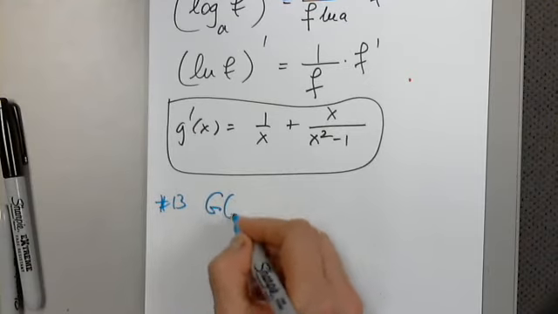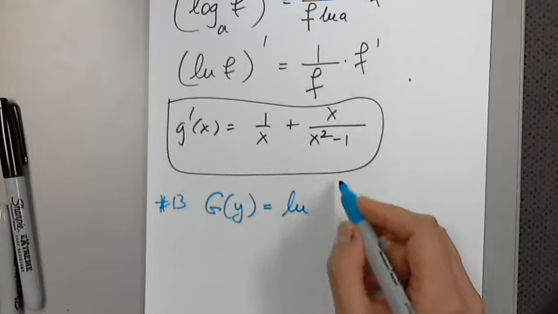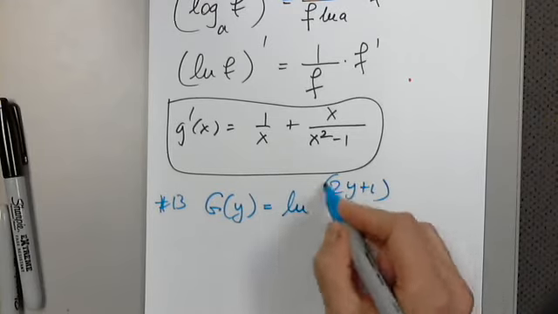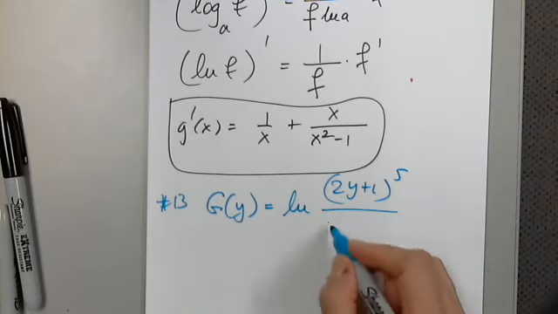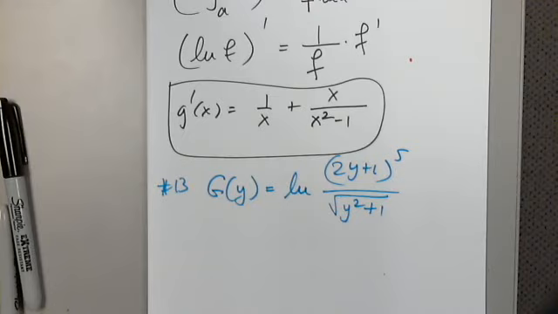13. G of y. The variable now is y. Natural log applied to a ratio: 2y plus 1 to the 5th power over the square root of y squared plus 1. Now, in here, I will not apply the properties of logs, only if you insist to do it without. It's not going to be an easy situation. So I recommend let's apply the properties of log and simplify this as much as possible.